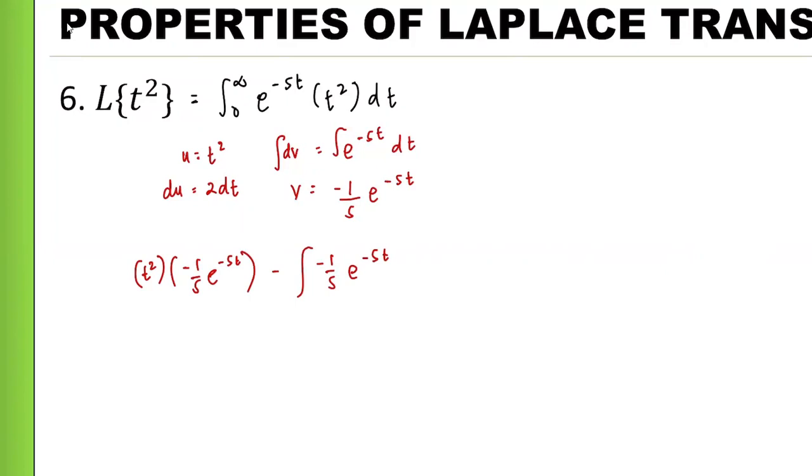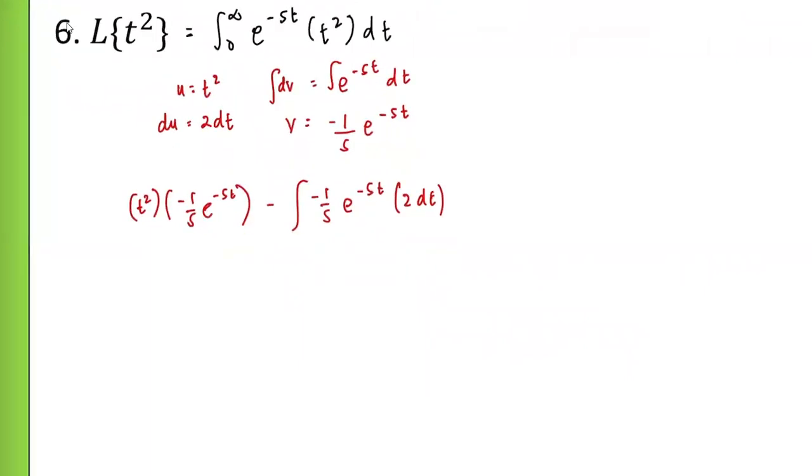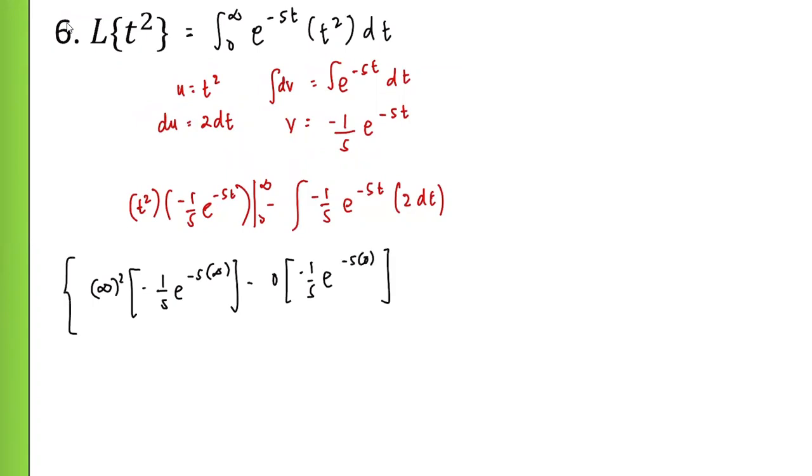And then, v du. So, ang du natin is 2 over dt. Okay? Then, let us not forget yung 0 to infinity. So, pwede natin siyang i-substitute na dito. So, we have t squared. So, infinity squared multiplied by 1 minus over s, e negative s times infinity minus 0 times negative 1 over s, e negative s times 0. Okay? So, ito yung first term natin. Then ito, minus and minus. So, pwede siya maging positive.